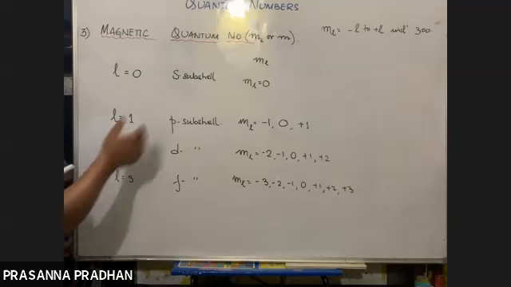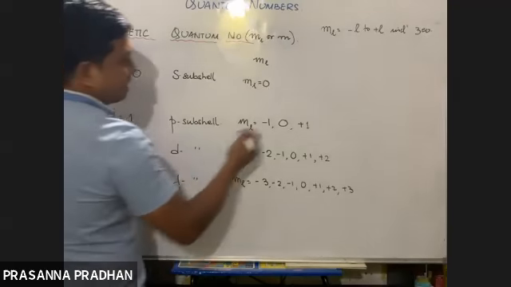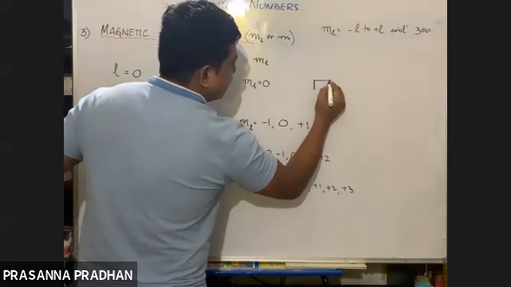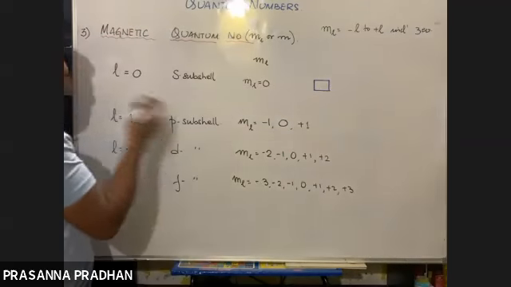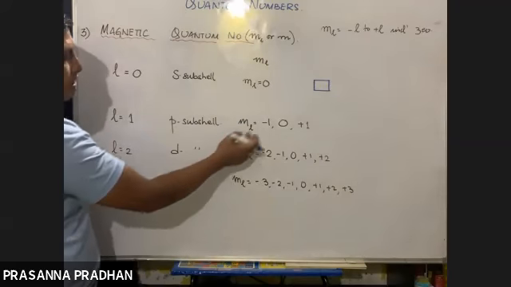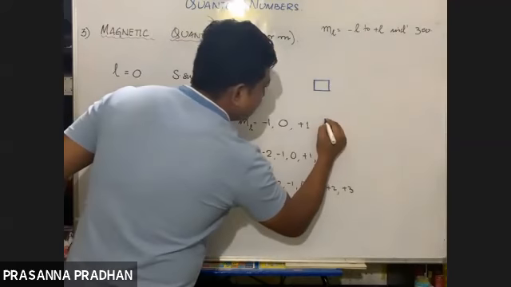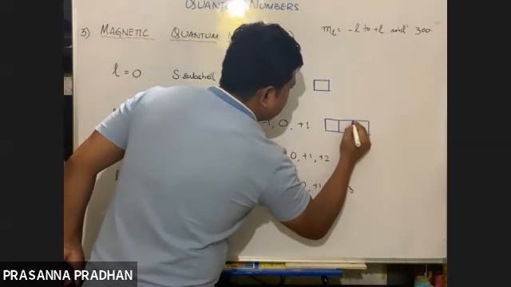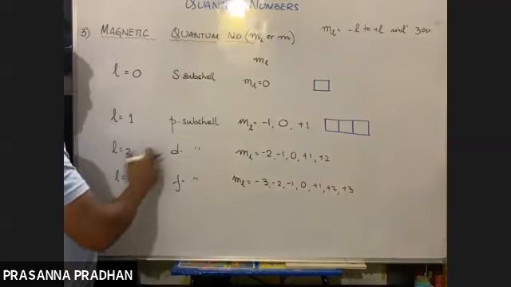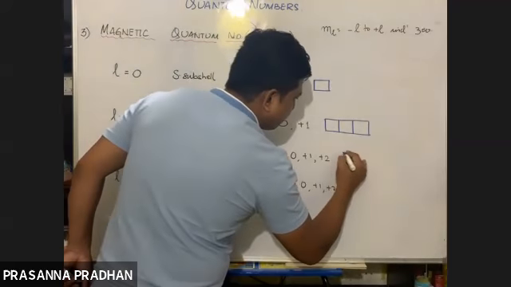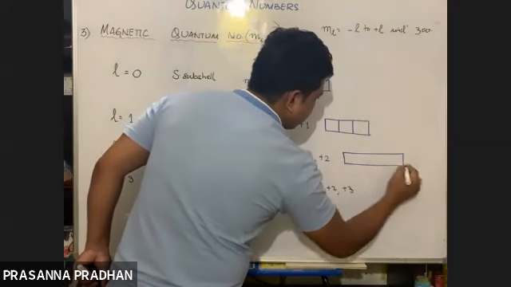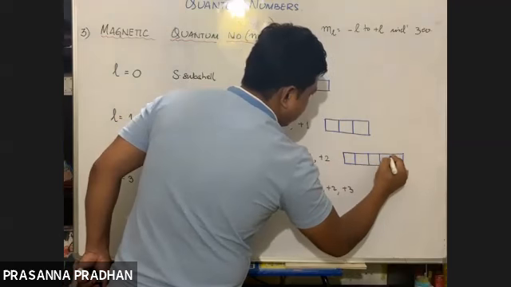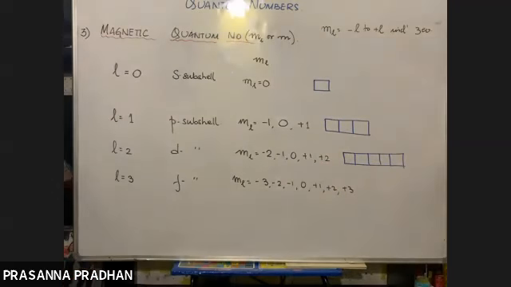Kindly. Now we know that an S subshell consists of only one orbital, so we can draw just one box out here. Right? The P subshell consists of how many orbitals? 3 orientations, so 3 orbitals. So we draw 3 boxes like this. Each of these boxes designates an orbital. In D, how many boxes do we draw? We draw 5, like this. In F, we draw 7.